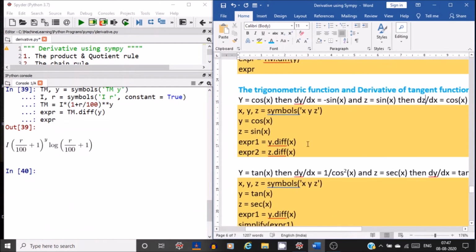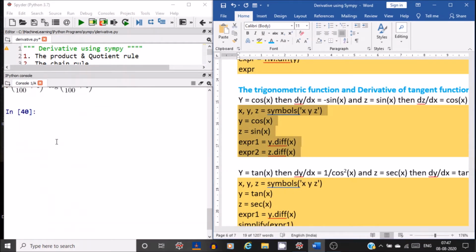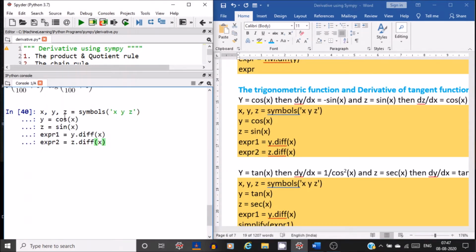So how to do this one? You can see this one. This is the trigonometric function and the derivative of the tangent function. So x, y, z are all symbols. y is equal to cos x and z is equal to sin x. So expr1 is equal to y differentiated with respect to x, and expr2 is equal to z differentiated with respect to x, and we can see the result.